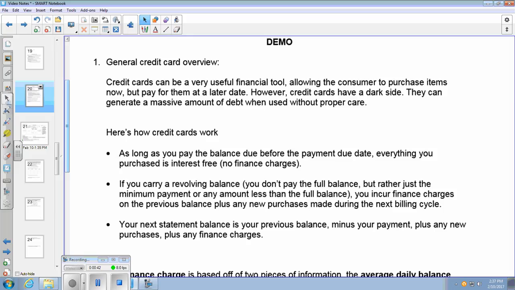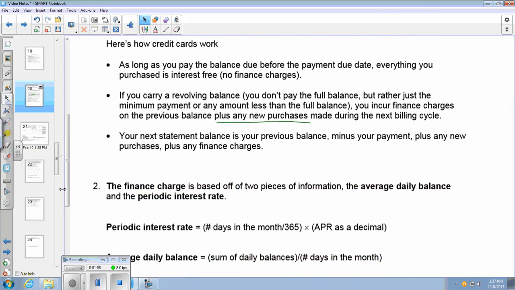As long as you pay the balance due before the payment due date, everything you purchase is interest-free, means there's no finance charges. If you carry a revolving balance, which means you don't pay the full balance, but rather just the minimum payment or any amount less than the full balance, you're going to incur finance charges on the previous balance plus any new purchases made during the next billing cycle. This is key, not just on what you carried over, but anything else you purchased during that time period. Your next statement balance is then going to be your previous balance minus any payments you made, plus any new purchases, plus those finance charges.